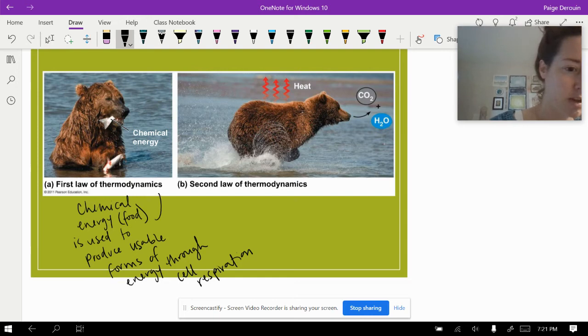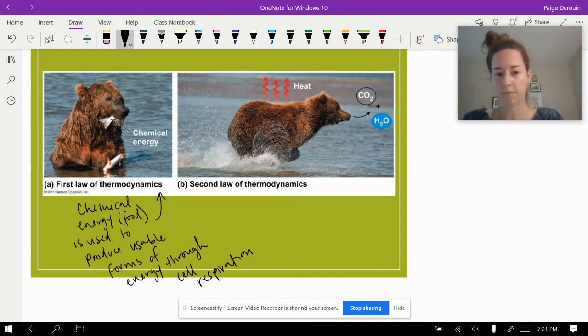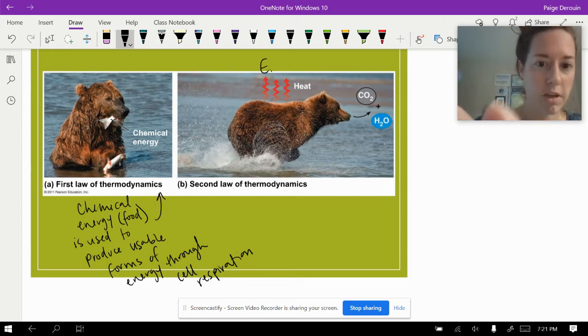And that's what's happening here. Now, in B, the second law of thermodynamics is demonstrated because most of the food that you eat actually is lost to the universe as heat. And that is sort of the entropy situation happening. Here we go.